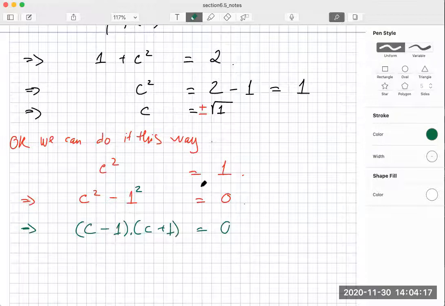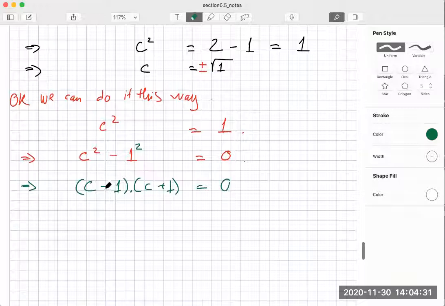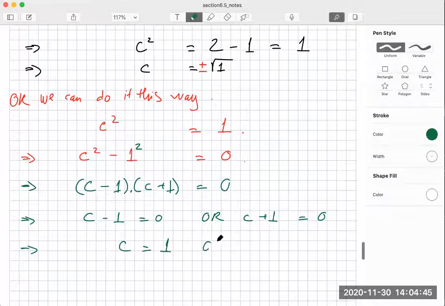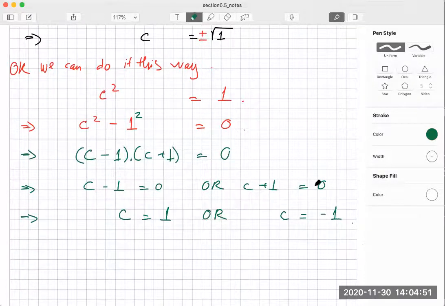Do you remember the formula now? A squared minus b squared is a minus b times a plus b. And from this, if the product of two things is equal to 0, then each of them will be 0. Or in other words, C should be 1, or C is negative 1. Anyway, finally, we found two numbers, 1 and negative 1.